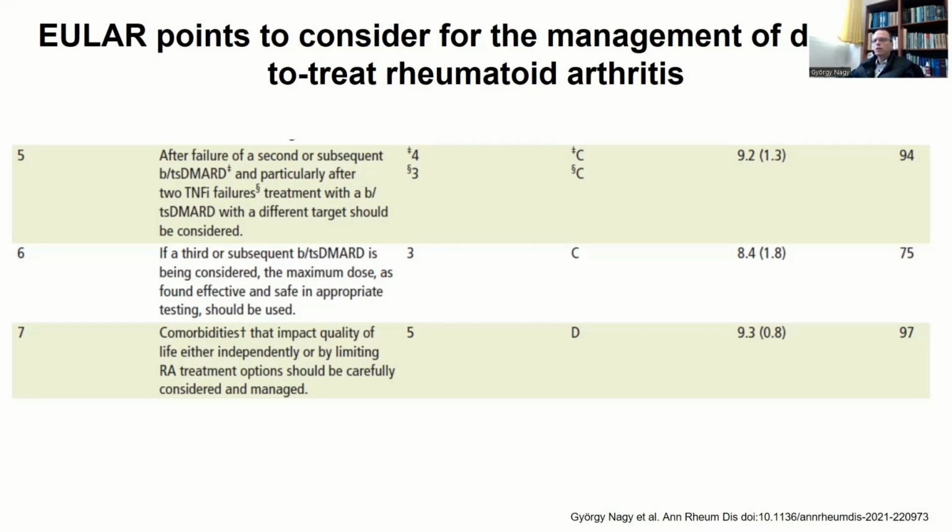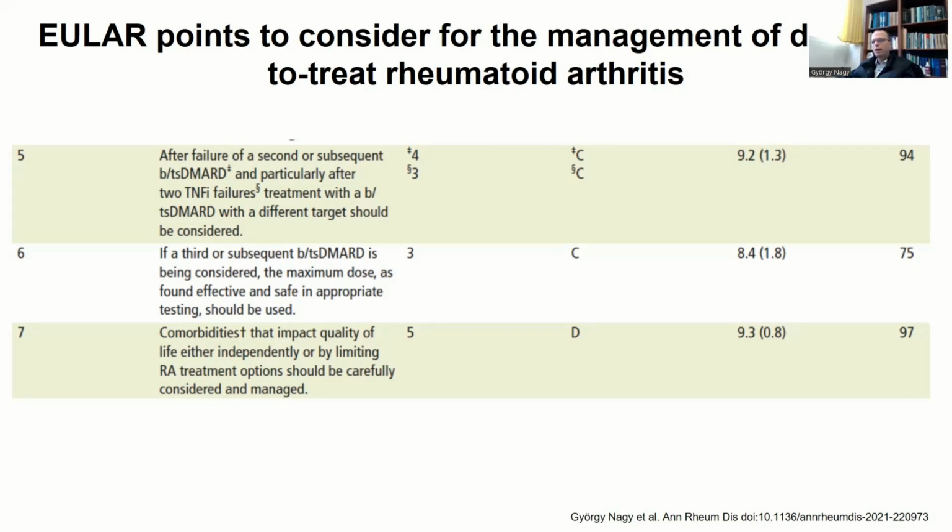The sixth recommendation is that if a third or subsequent biological or targeted synthetic is being considered, the maximum dose as found effective and safe in appropriate testing should be used. So for example, in tocilizumab or baricitinib, where we have various doses, one should always use the maximum tolerated dose to treat patients with difficult to treat disease.